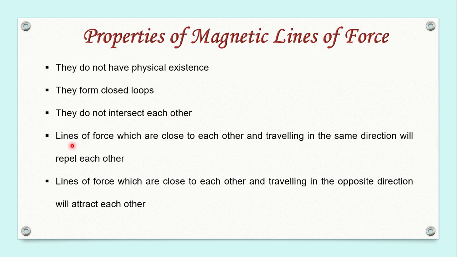Next point is that the magnetic lines of force which are close to each other and traveling in the same direction will repel each other. Now, the lines of force which are close to each other and traveling in the opposite direction will attract each other. So these are the main properties of magnetic lines of force.